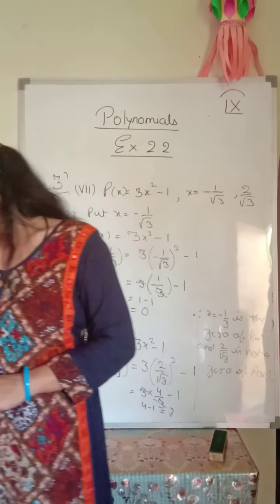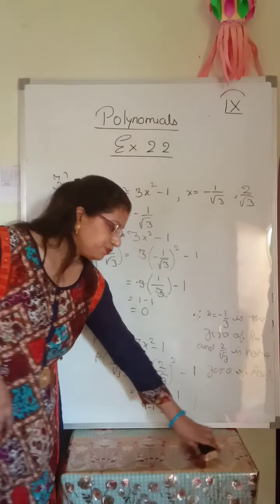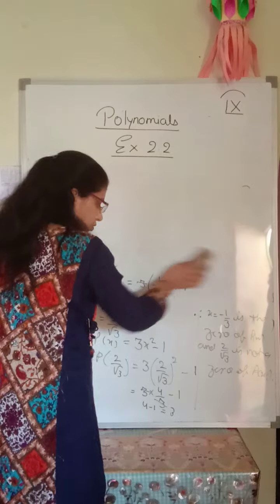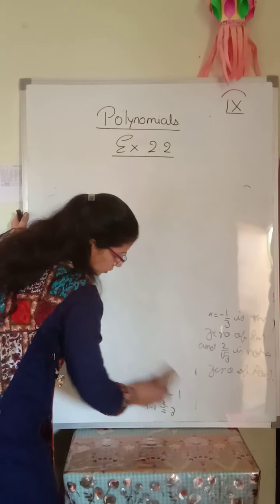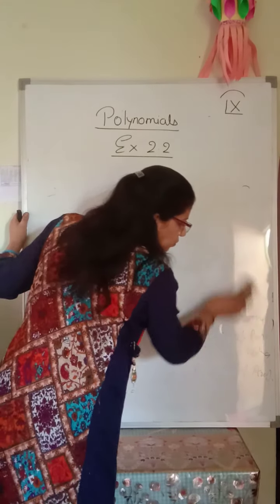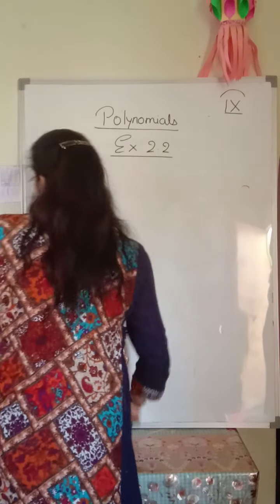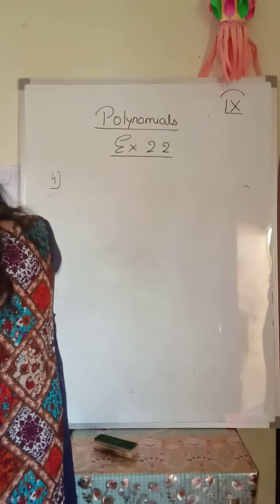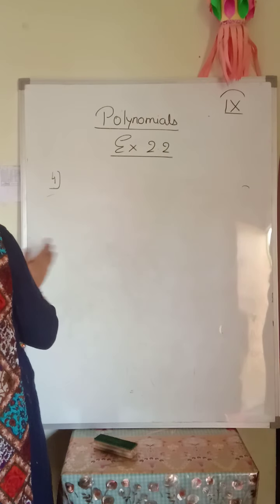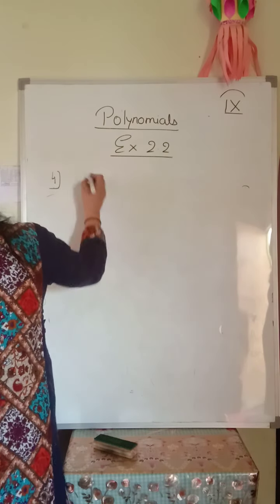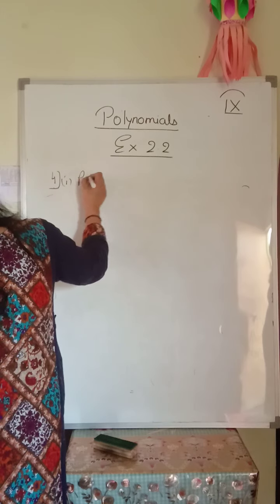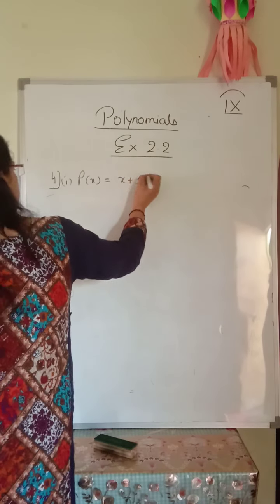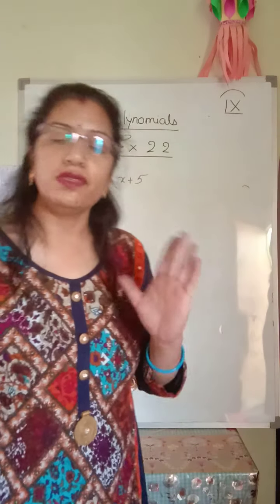Okay, and now come to the fourth question. Same way you have to do all the questions. You have to only put the value and see if they are zeros or not. Okay, let me come to the fourth question. Find the 0 of the polynomial in each of the following cases. You have to find the zero of the polynomial. The first part is p of x is given to you, x plus 5. You have to find the 0 of this polynomial.